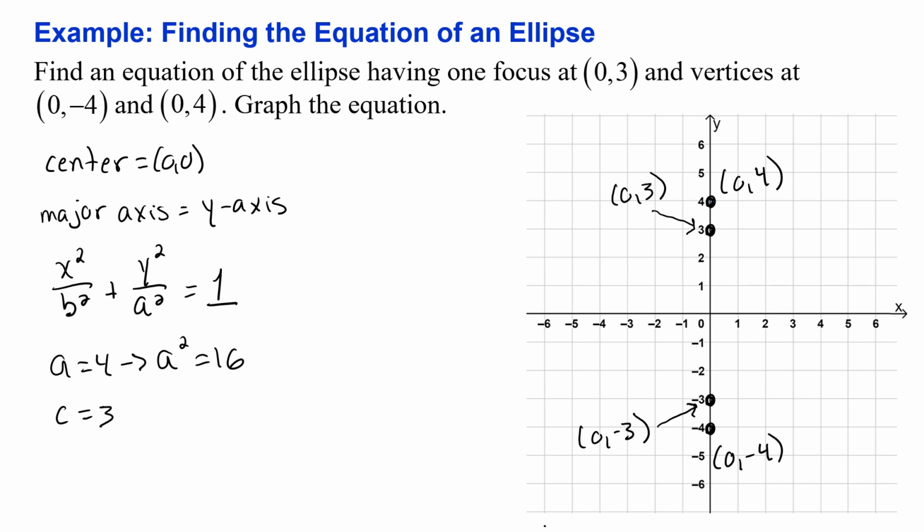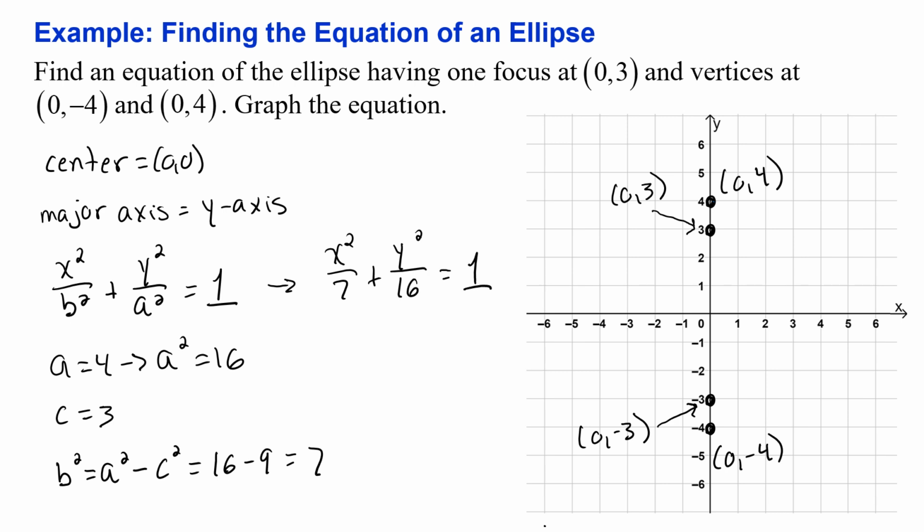So next, let's find the value of b that we need for the equation, where b squared is equal to a squared minus c squared. And this is 16 minus 9, which is 7. So since we know a squared and b squared, we can write the equation of the ellipse as x squared divided by 7 plus y squared divided by 16 equals 1.